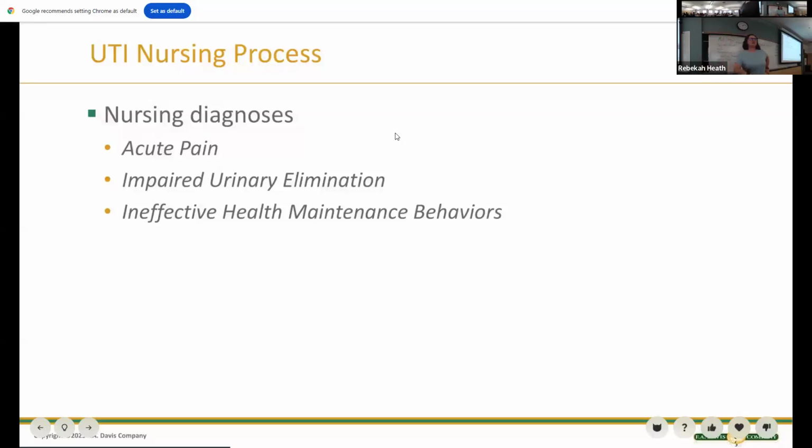I think it's pretty good now, but I think for a while our culture and society didn't want to talk so much about how to wipe. Right? So if we're teaching our ladies, especially how to wipe, what do we teach them? Front to back. Right? Front to back. Because we know that stool, if it gets contaminated, we get E. coli infection. And so that might be where we say ineffective health maintenance behaviors. If they aren't wiping front to back, we would want to know.